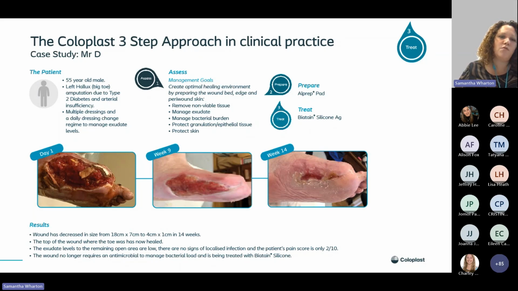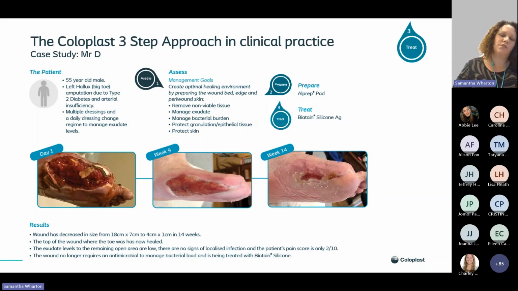So they needed to remove all that non-viable tissue. They needed to manage that exudate because the dressings were needing to be changed daily. They needed to manage that bacterial burden that was sat within that wound, but also ensure they were protecting any granulation and epithelial tissue and protecting the skin. So that was the really thorough assessment which was carried out. And in terms of preparation, an All Prep pad, debridement pad was used. And as part of the treat, it was Biatain Silicone AG.